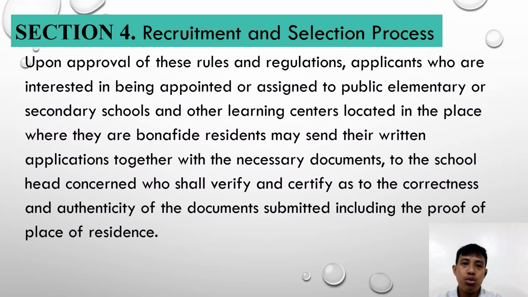Okay, let's proceed to section 4, which is the recruitment and selection process. Upon approval of these rules and regulations, applicants who are interested in being appointed or assigned to the public elementary or secondary school and other learning centers located in the place where they are bona fide residents may send their written application together with the necessary documents to the school head concerned, who shall verify and certify as to the correctness and authenticity of the documents submitted, including the proof of the place of residence.